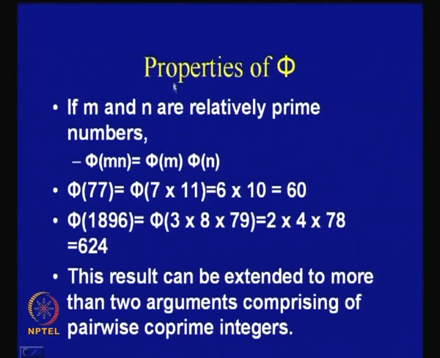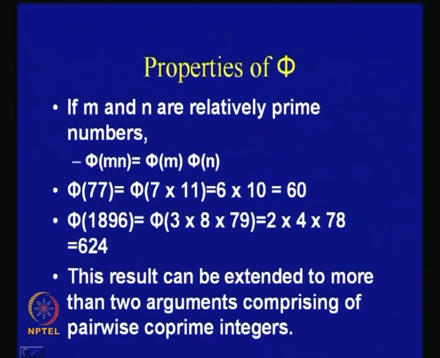There is a very interesting result which says that if m and n are relatively prime numbers, then phi(mn) is nothing but the product of phi(m) and phi(n). This result is very helpful to compute phi of larger numbers. For example, phi(77) is the same as phi(7 multiplied by 11), which is phi(7) multiplied by phi(11). We know that 7 is a prime number, so phi(7) is 6 and phi(11) is 10, so the product is 60. Similarly, for phi(1896), if I obtain the prime factorization, I can obtain the result of 624.